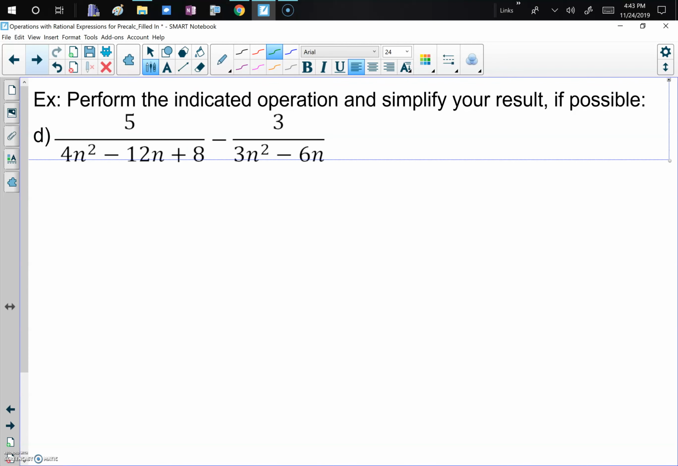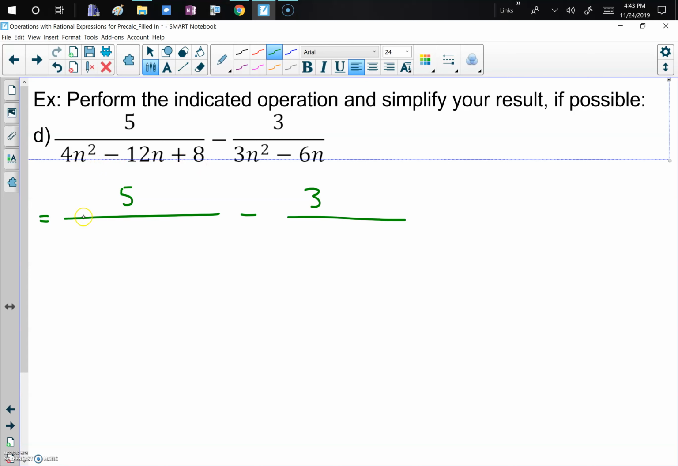Our next example is going to be a little bit more complicated. Now we got some trinomials happening, and our strategy is the same. I want to go ahead and completely factor each of my denominators so I can see if there's any common factors that they share, and any uncommon factors we can go ahead and multiply to get those least common denominators.